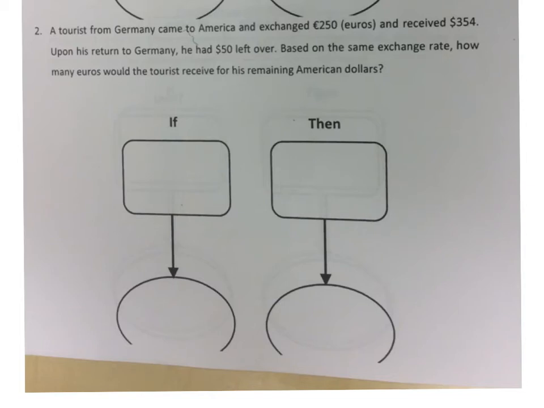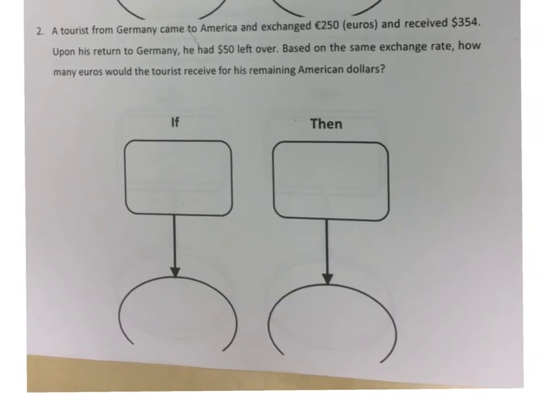Okay, last question. It says a tourist from Germany came to America and exchanged 250 euros and received $354. Upon his return to Germany, he had $50 left over. Based on the same exchange rate, how many euros would the tourist receive for his remaining American dollars? So right away, this one is not as hard. Basically, we can see our ratio right here. So he exchanged 250 euros and got $354.